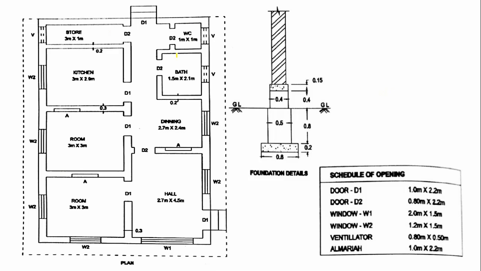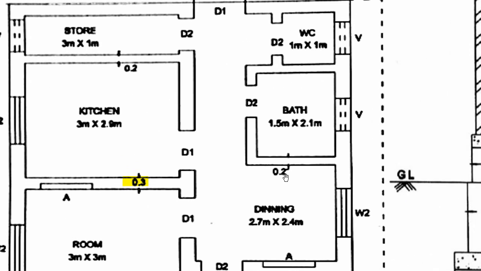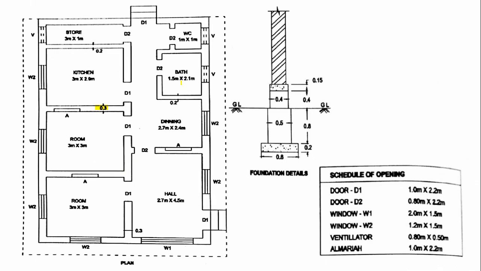So I will tell you how many junctions we have and how to calculate the length. Further calculations you can do on your own. This is the building plan now. Here, if you see, all the wall thicknesses are not the same. One wall thickness is 0.3, and some wall thicknesses are 0.2, but foundation details are the same. Wall thicknesses are varying but foundation details are the same.